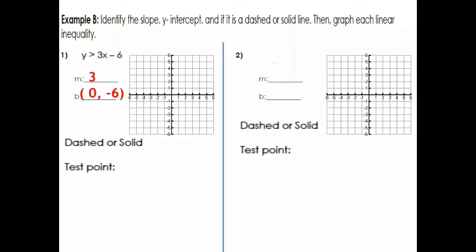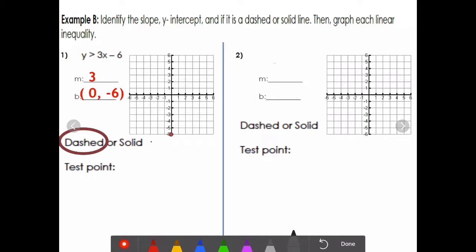Okay, now we then have to identify if it's dashed or solid, so once we graph our line, we'll put a dashed or solid line. In this case, since there is no or equal to bar, that means that we're going to have a dashed line. So I'm going to go ahead and start out by plotting the point 0, negative 6, which is right there. The fact that we have a slope of 3 tells me that we have a slope of 3 over 1, which tells me to go up 3 and then to the right 1 because they're both positive.